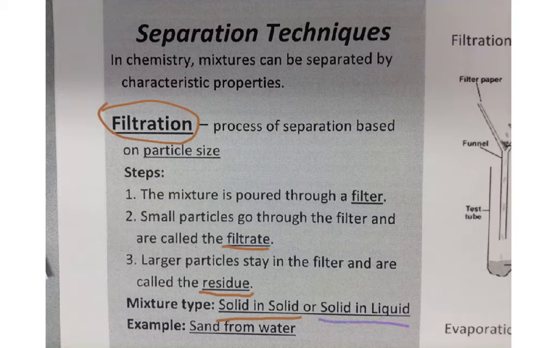Another classic example is when you have noodles and you use a colander. When you pour noodles in water, you're separating the water from the noodles. The noodles are considered the larger particles, so that would be called the residue, and the water would be known as the filtrate. Another example they give is sand and water.